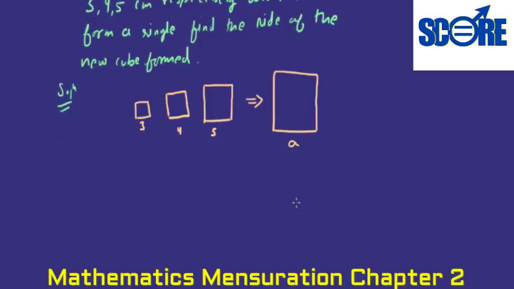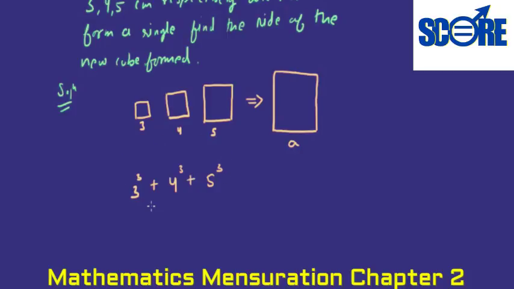Now, when we are converting one thing into another by melting, the volumes remain the same. So the volume of all these three cubes should be equal to the volume of this cube. And the formula for the volume of a cube is side cube. So the volume of this cube is 3 cube, the volume of this cube is 4 cube, the volume of this cube is 5 cube. So we have to add these volumes.